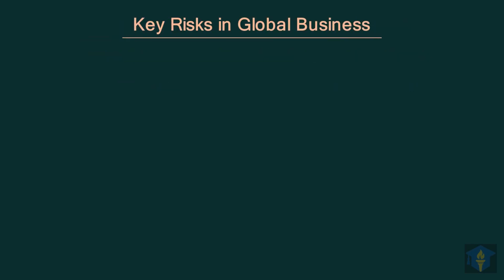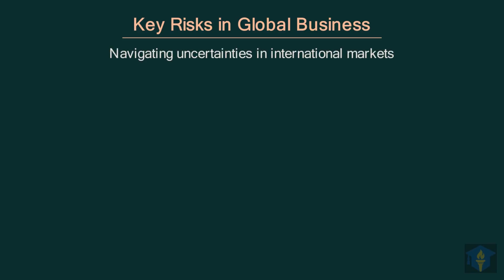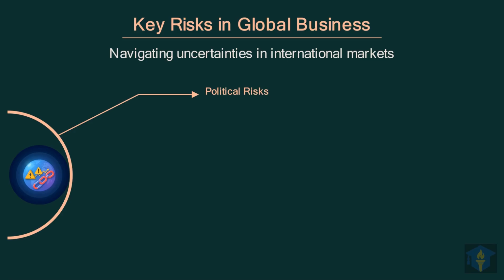Now, let's discuss the key risks that businesses face in global markets. We'll explore how to navigate uncertainties and challenges in international business environments. First, political risks can significantly impact international operations. Political risks include government instability, policy changes, and potential expropriation of assets.